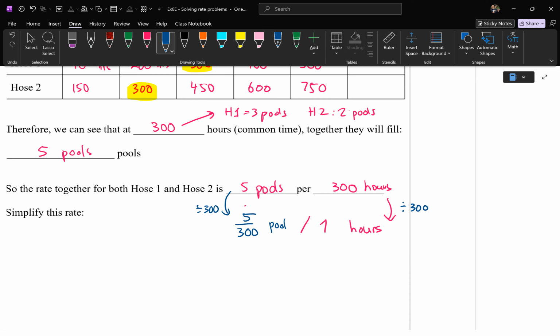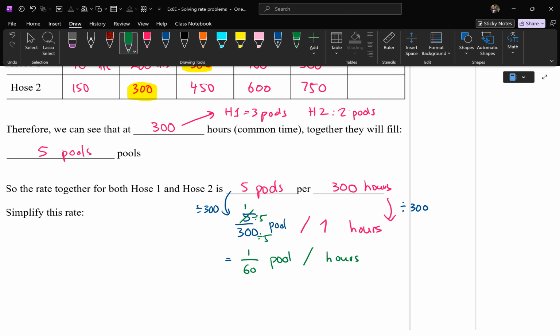But let's simplify that. 5 over 300 can be simplified down to what? What number goes into 5 and goes into 300? 5. So how many times does 5 go into 5? 1. And how many times does 5 go into 300? 60. So what this means is every hour with 2 of those hoses together, you fill 1/60th of the pool. So if you cut it into 60s, 1/60th of a pool per hour.